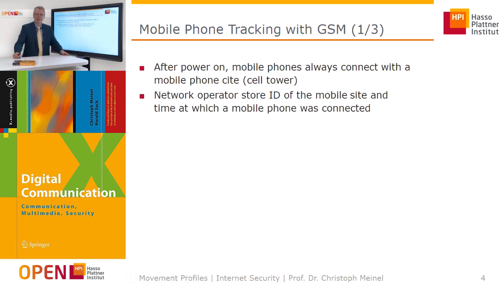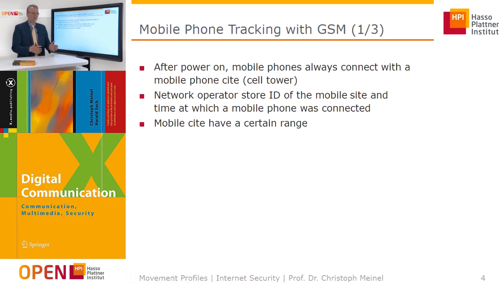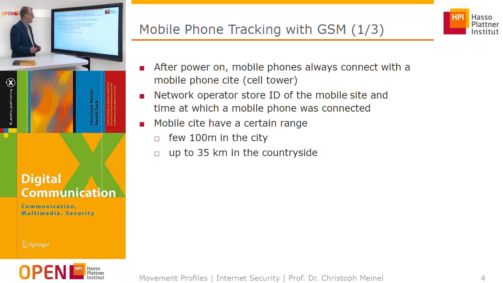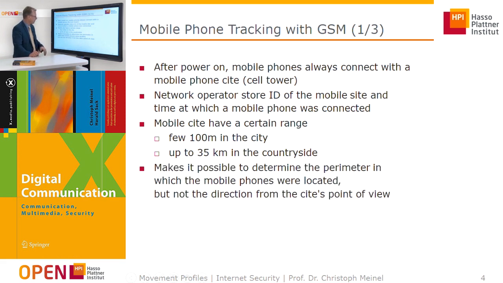So the network operator stores the ID of the mobile site and the time at which a mobile phone was connected. This is necessary, otherwise they cannot provide their service. Then the mobile site has a certain range. It's radio data, so typically a few hundred meters in a city or up to 35 kilometers in the countryside. This is the neighborhood one can move in while keeping a connection to a cell tower.